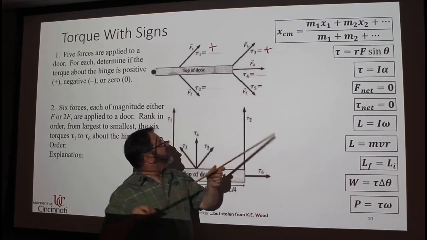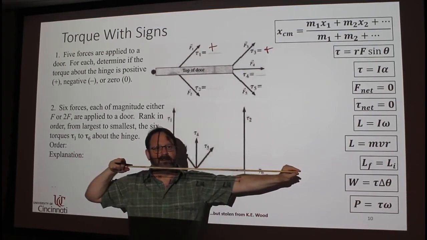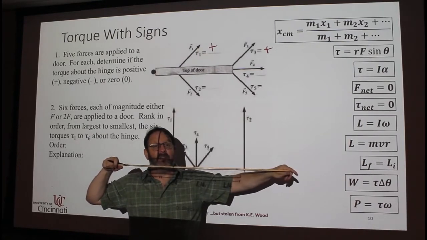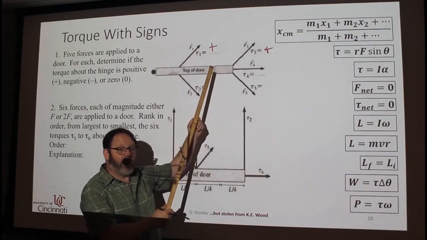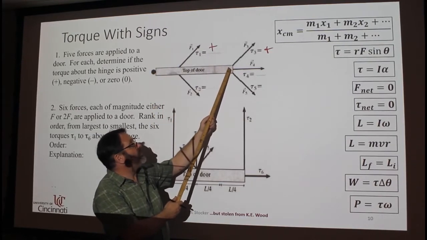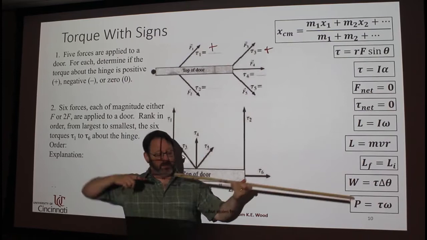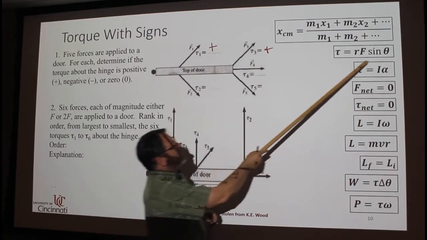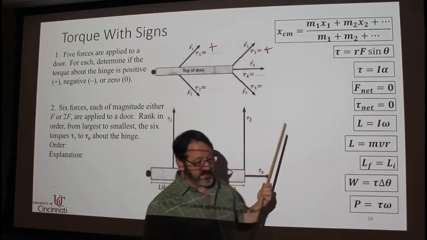What about the next one here? If I pull that direction on the door, it's not turning at all, right? It's pulling the door that way, but it's not creating any torque. The reason is that R is the distance from the pivot to the point where the force is acting. So R is here, F is there, and the angle between R and F is 180 degrees, and sine of 180 degrees is 0. So that one actually is 0.